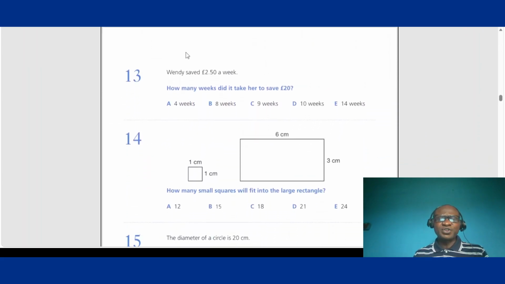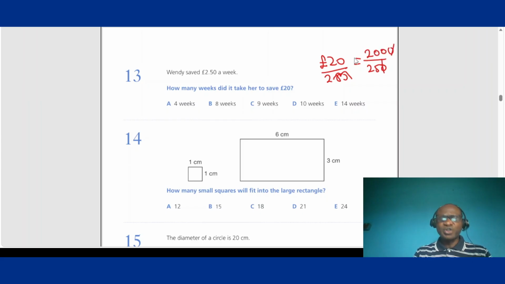When they saved 2.50 a week, how many weeks did it take her to save 20 pounds? We divide, okay? 20 pounds divided by 2.50. Move this decimal 1, 2. That will now give us 250. Then you add the 2 zeros here. That becomes 2,000. Okay, we can now divide it.